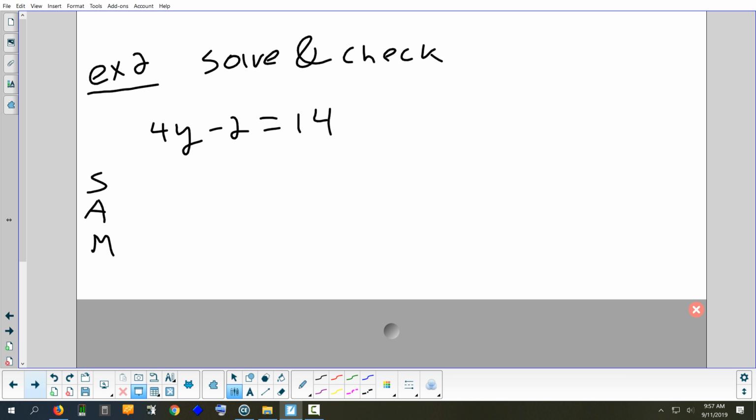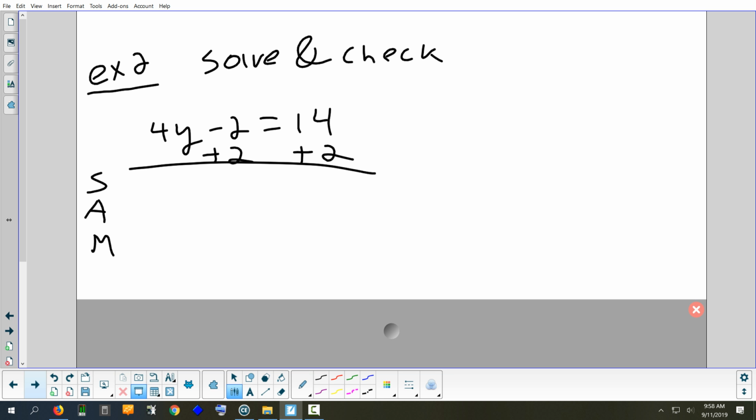Caden's already said the next thing. Combine like terms. Do I have any like terms? No, no like terms here. So we go on to the next step. What's the A stand for? Addition or subtraction. Yep. So addition or subtraction, either one. Do we have any addition or subtraction you could do here? Yes. What could I do, James? Add 2 to both sides. Exactly. We're going to add 2, add 2.